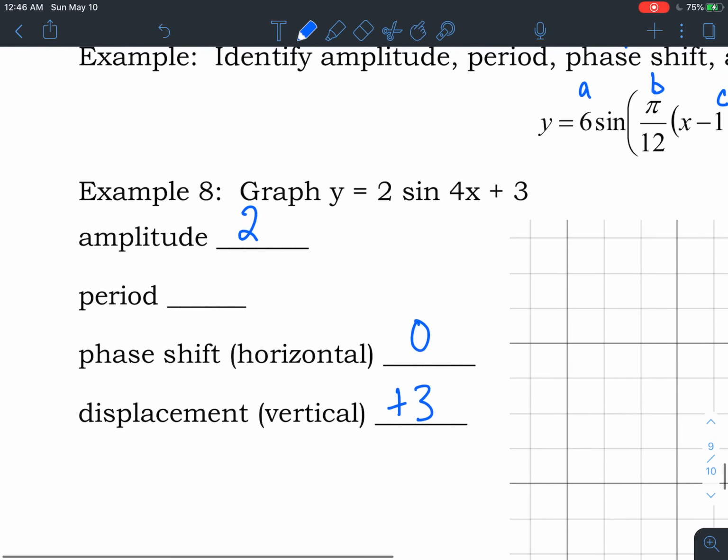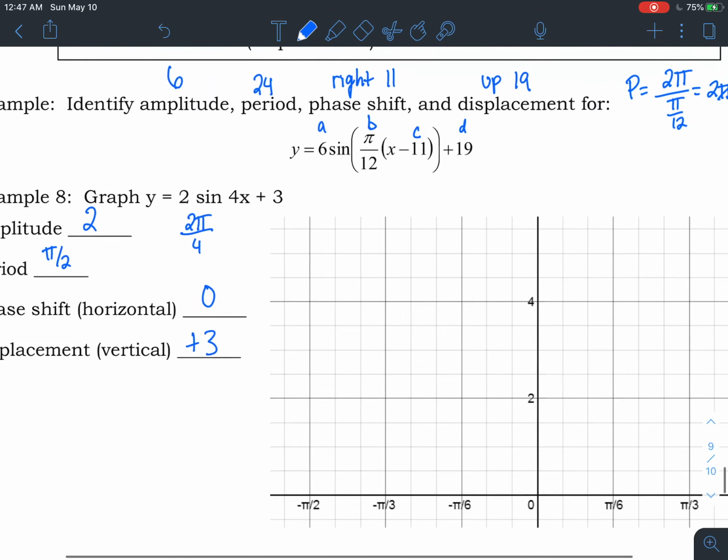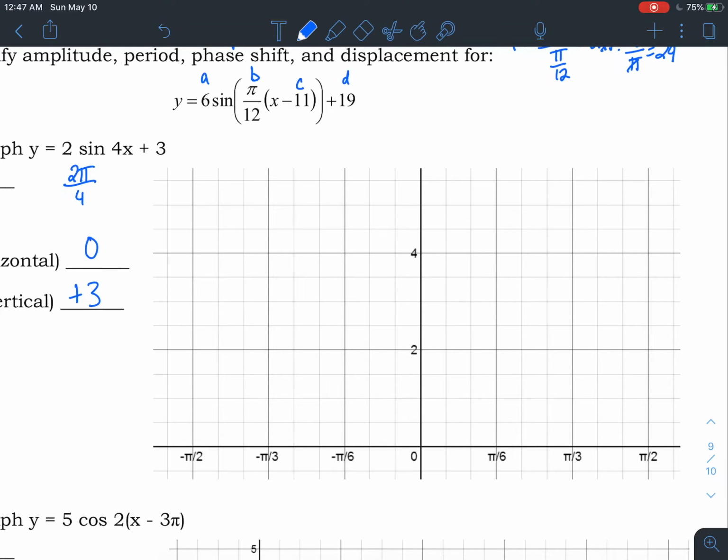Now, my period is always 2 pi divided by that B value, so 2 pi divided by 4 is pi over 2. So this is another case where I don't like the scaling of my graph. I start at 0 and I end at pi over 2, which is good. But again, I want halfway between those two. That's going to be, in this case, pi over 4.